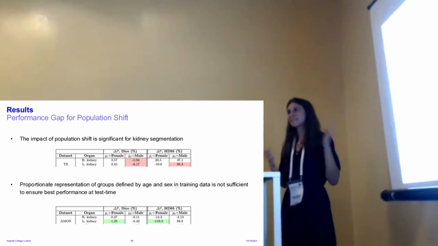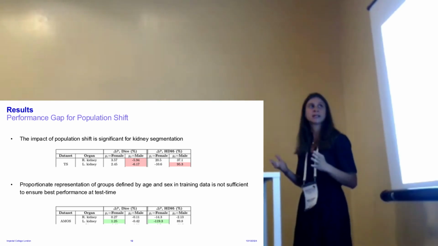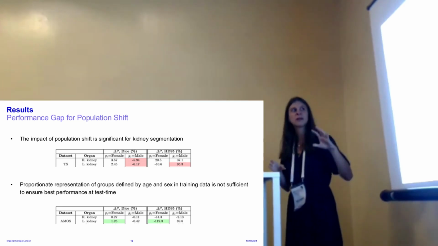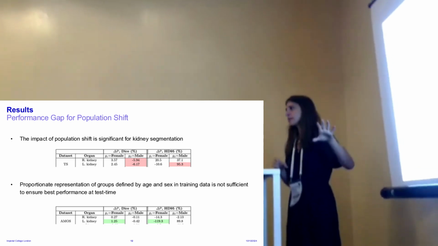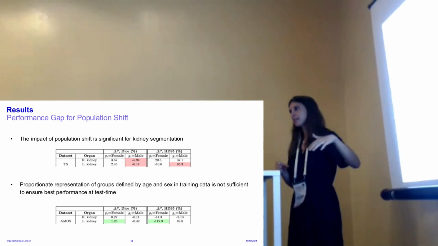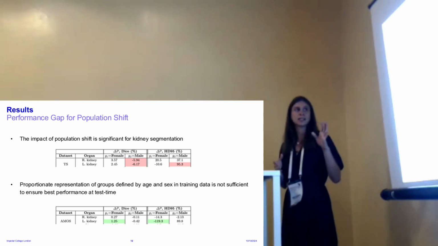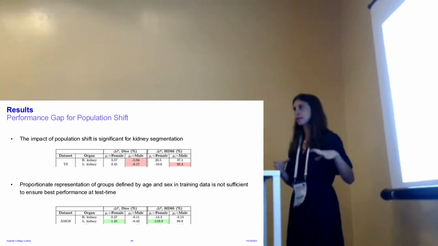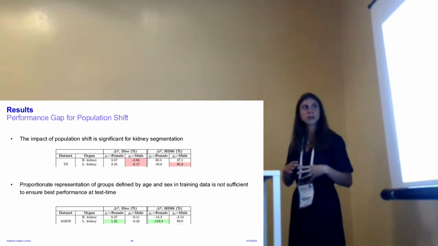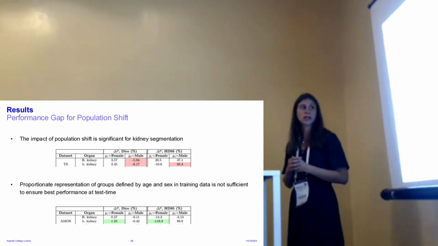We did see that the impact of population shift is significant, particularly in kidney segmentation. I've just taken snippets of our results here. If it's a coloured cell, that means we had a significant performance gap. Red indicates negative and green indicates positive. You can see for the kidneys in the total segmented data set, the male group had worse performance when we trained the female model, about 6% difference, so quite a lot.